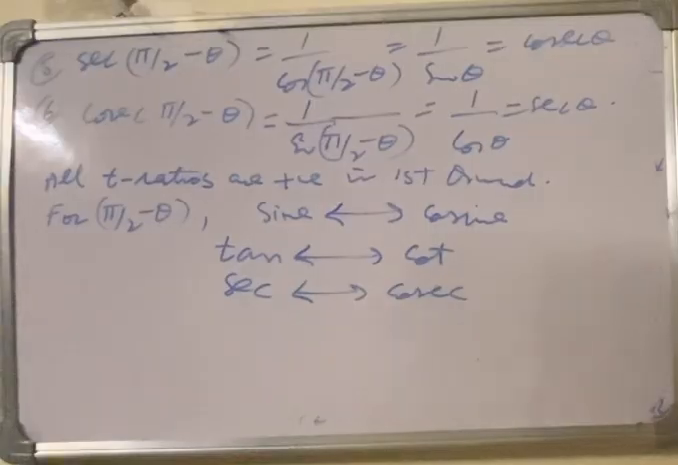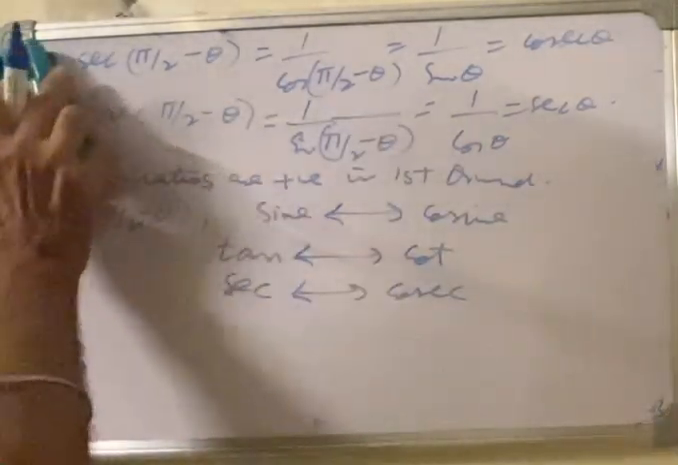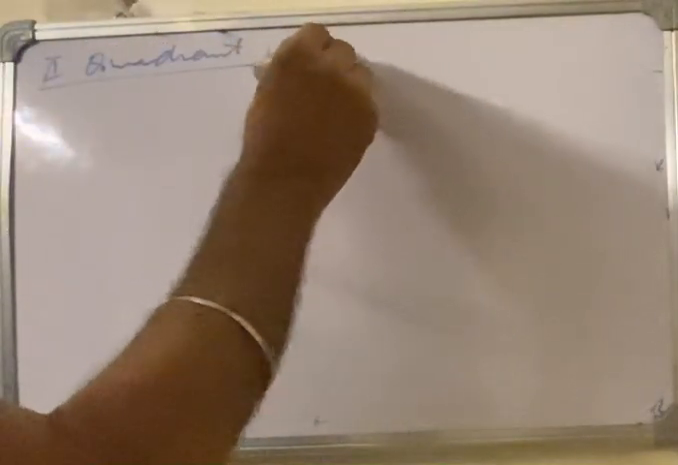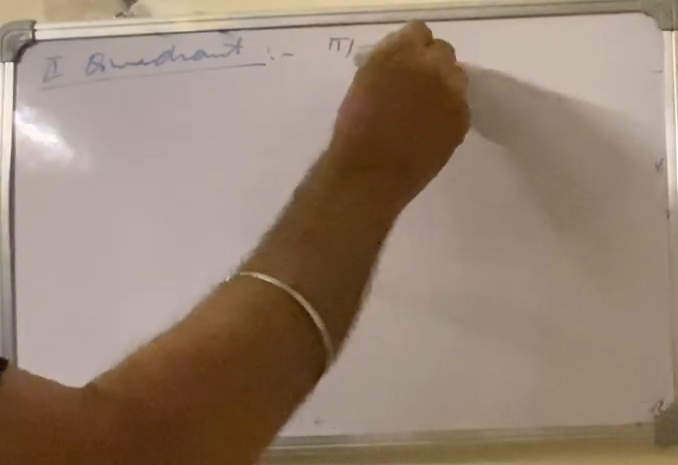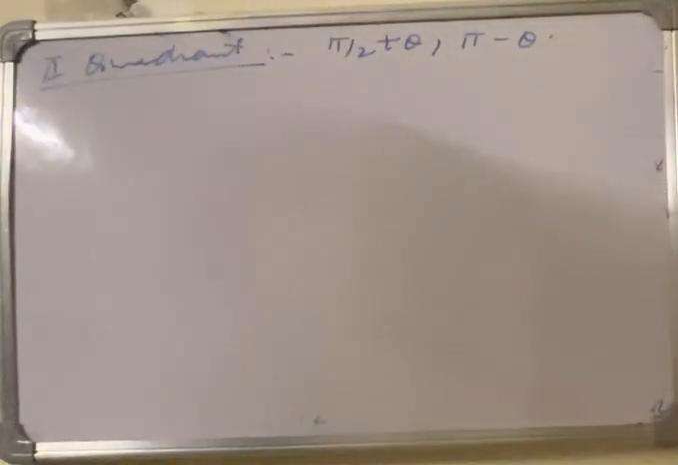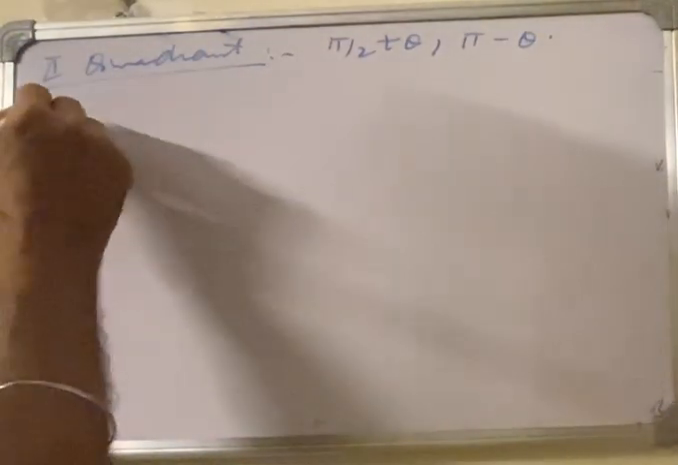Then we take second quadrant. Now here we take two angles. One is pi by 2 plus theta. Another is pi minus theta. First of all, we take all these 6 trigonometric ratios for pi by 2 plus theta.